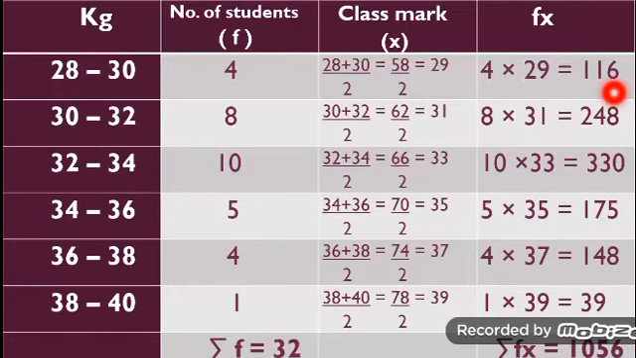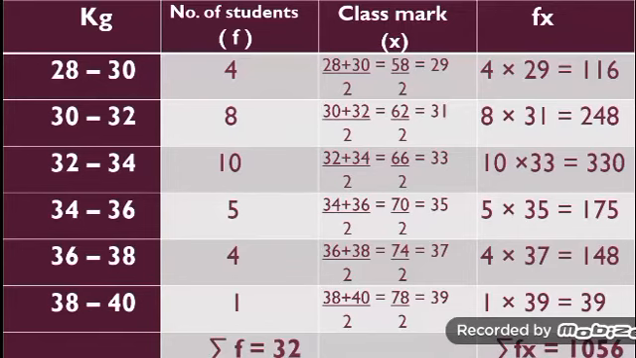Similarly, we will find out the value of fx for all the class intervals. Here value of f is 8, class mark is 31. By multiplying we get 248. Here the product of fx is equal to 330. In this class interval the product is 175. In the next 148, and in the last 39 is the product of fx.